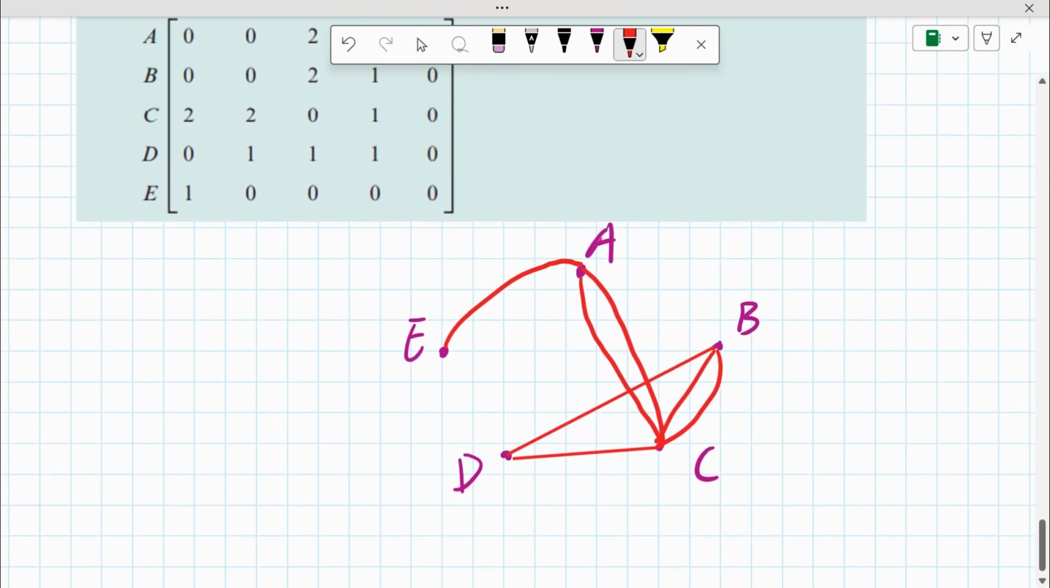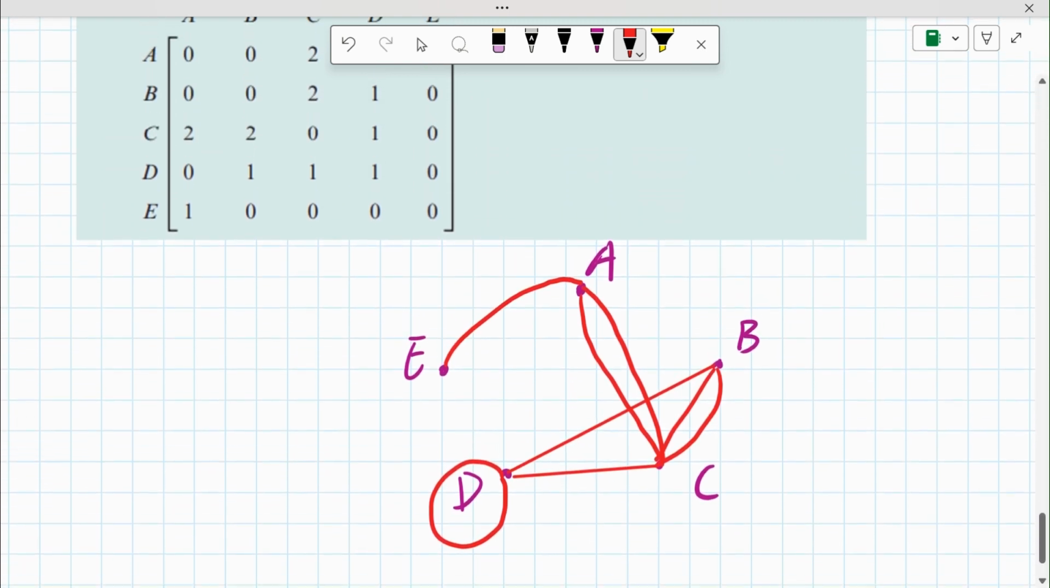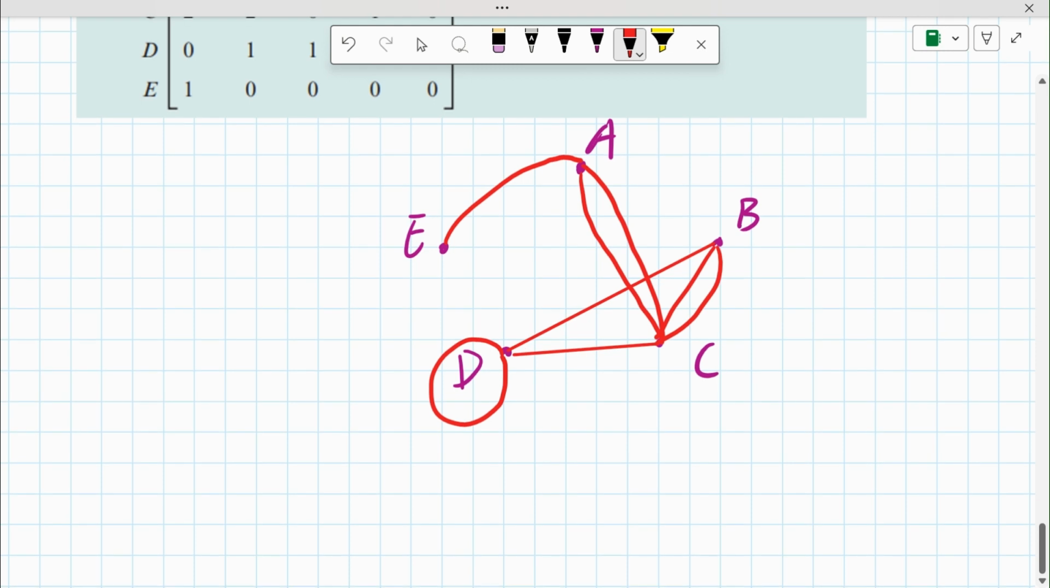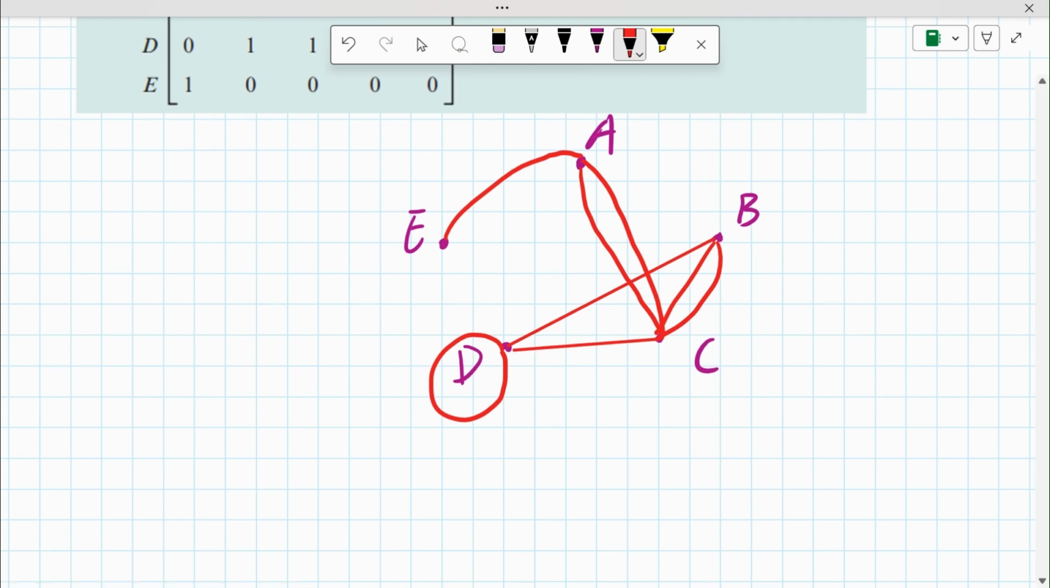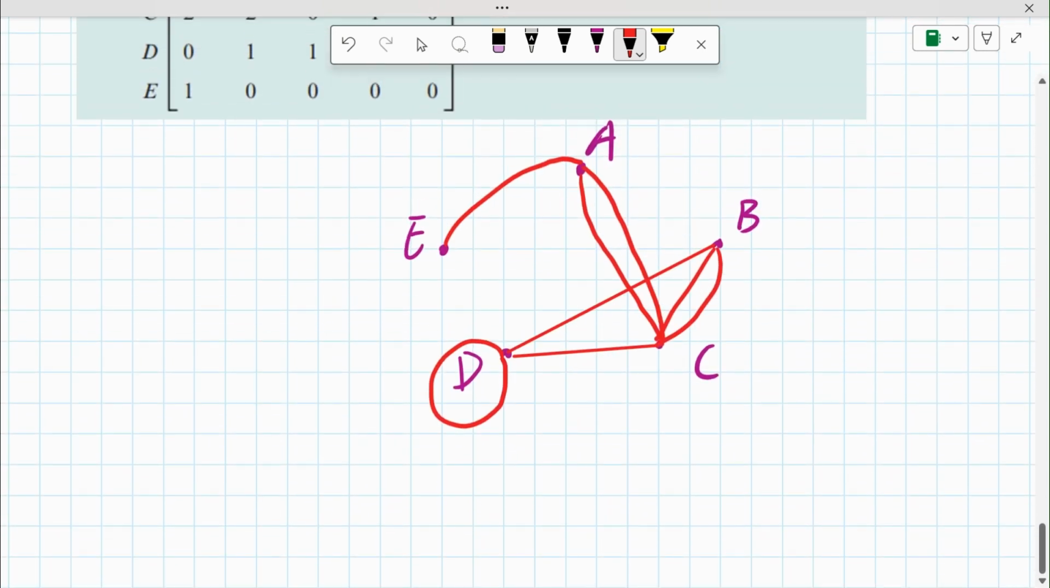Now D. D to B has 1 connection, D to C has 1 connection, and D to D has 1 loop. D to E, no connection. And E is only connected with A, so that's the graph. Hopefully that makes sense.